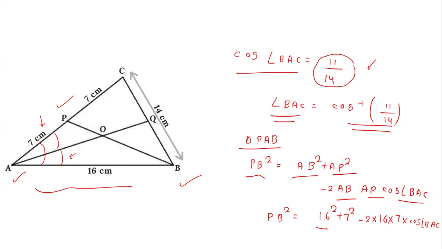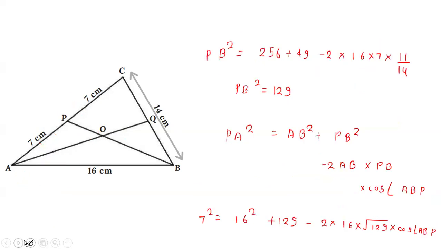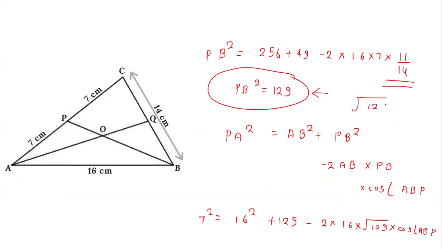So we know AB length is 16 and AP is 7. So this will become like 16 square plus 7 square minus 2 times 16 into 7 into cos of this angle, which we calculated the cos of this angle is 11 by 14. So we can use this fact. So we use 11 by 14 here. So after simplifying, we can find the length of the PB. So PB length is coming as root of 129 centimeters. So this is the length of PB.